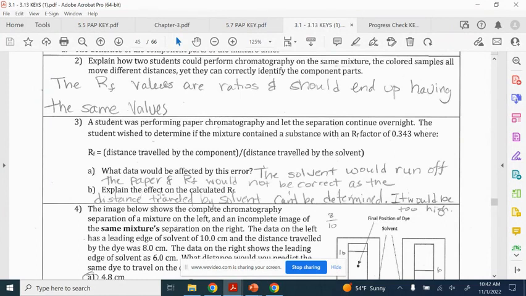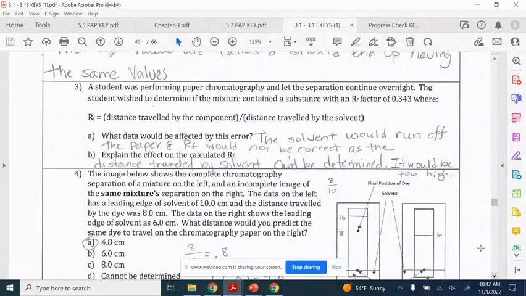Okay. So the distance traveled by the solvent, you can't determine that because it's just going to keep going. So you can't leave those things overnight. Why would it be too high? The distance traveled would be too high because it's running off. Yeah, it's going to run off the paper, so you're not going to be able to measure it. It'd be too long, because it would have just kept going off the paper and you don't know how far it would have gone.